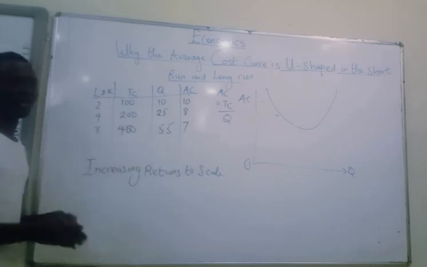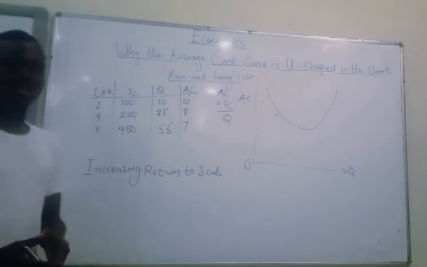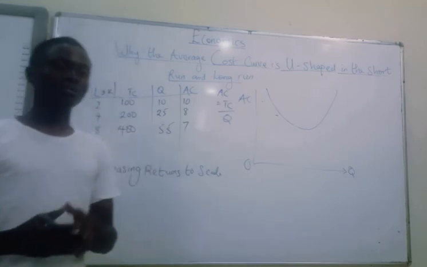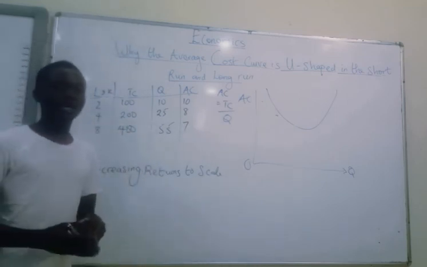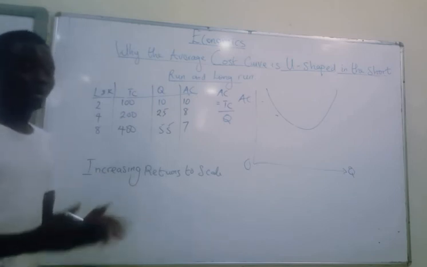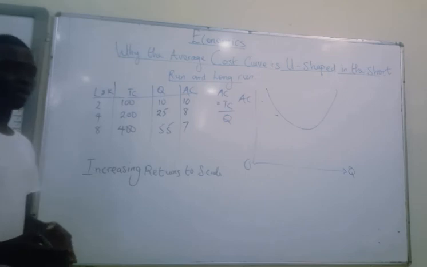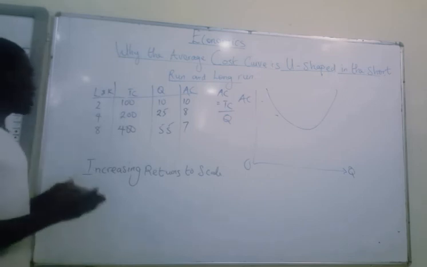So in this case, we have increasing returns. That is, our output is increasing faster than the inputs are increasing. The rate at which our output is changing is higher than the rate at which the inputs are changing.